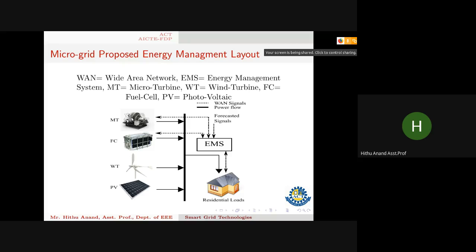So this has a micro turbine, fuel cell, and renewable energy sources, and we are able to get forecast signals, that is the future day-ahead load. This energy management system will schedule the fuel-based sources in such a way that we have an economy of power generation, and the consumers will have a choice of real-time pricing. So that is the problem formulated from this layout.